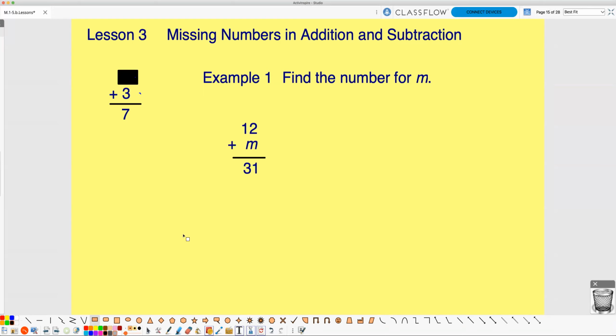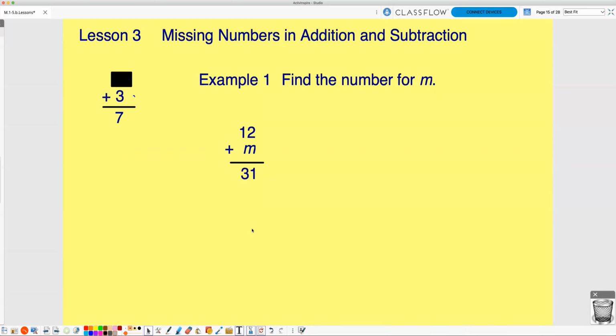If we had this 4 covered up, how would you know what's missing there? Well, in this case, you could probably figure it out by taking 7 minus 3 to find out that it's 4. If you had covered up the 3 instead, you could take 7 minus 4 and you'll get 3. So it's basically doing an inverse operation. But you just notice that you can find the missing addend by subtracting the known addend from the sum.